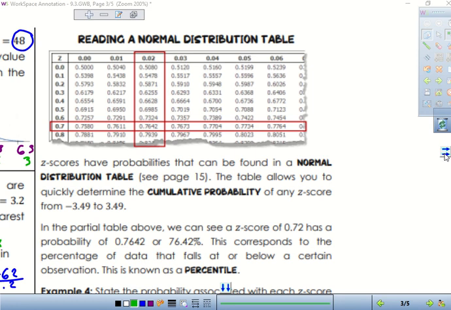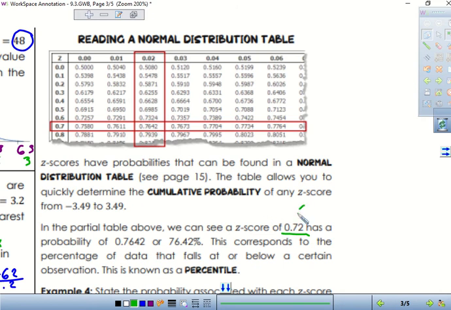So, here's how you read the chart, and I feel like once I say this, it makes a lot more sense. This column right here, the vertical column, is the tenths place. So if you have like 1.7, 0.7, this column is the hundredths place. If we're looking at the z-score of 0.72, our tenths place is 0.7, and our hundredths place is 0.02. So does everybody see why we chose that value to pick?